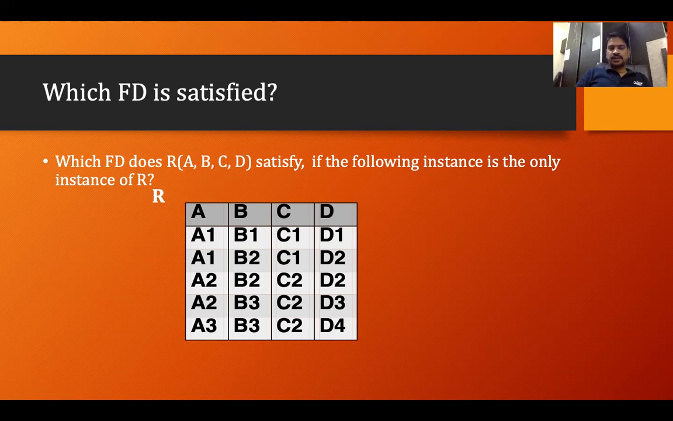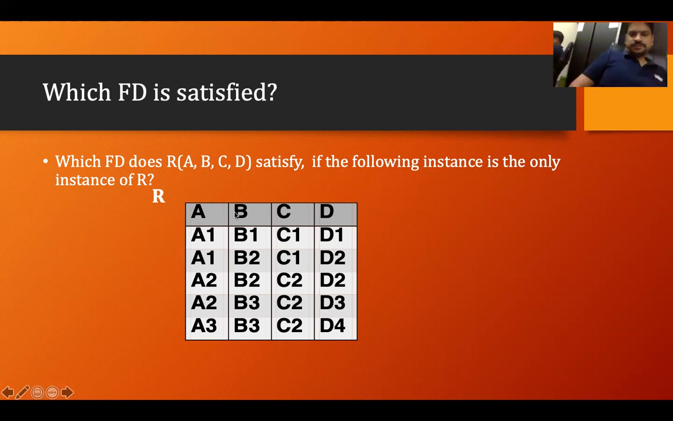Are you getting it? What I'm saying is, if we have a roll number A1, the name is B1. But again, a roll number A1 came, so here it should be B1, right? Here it is different. So A determines Y is not possible.